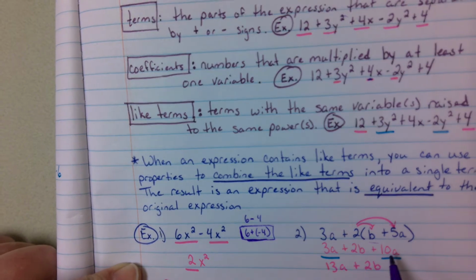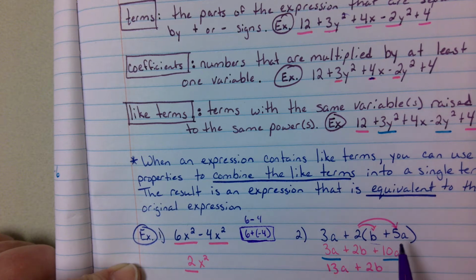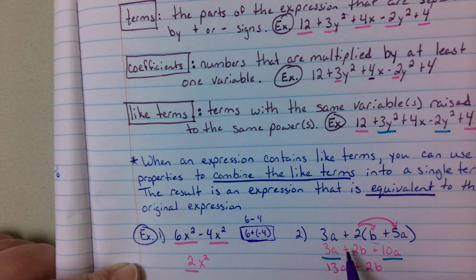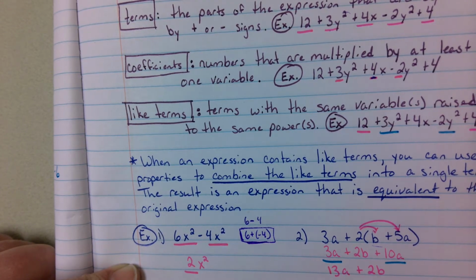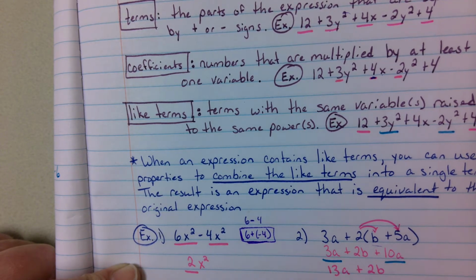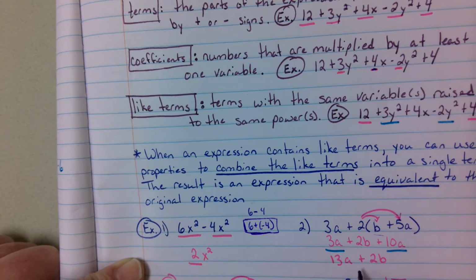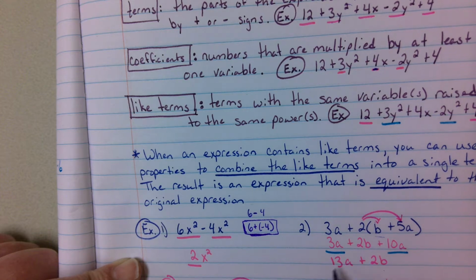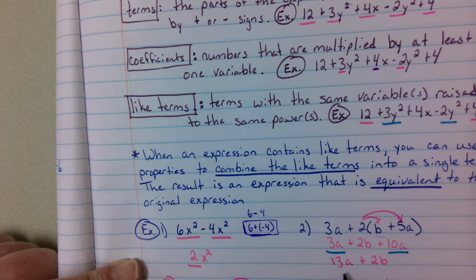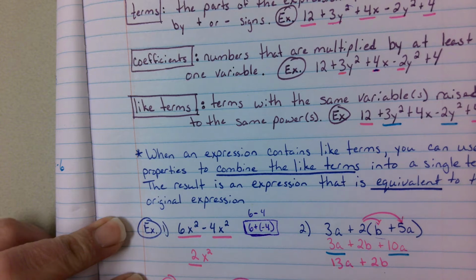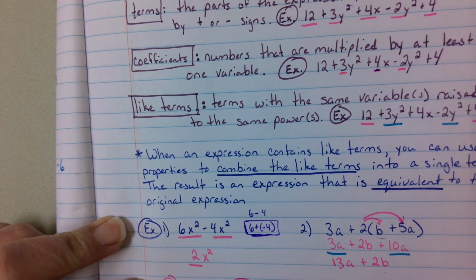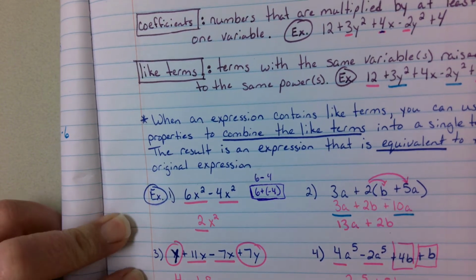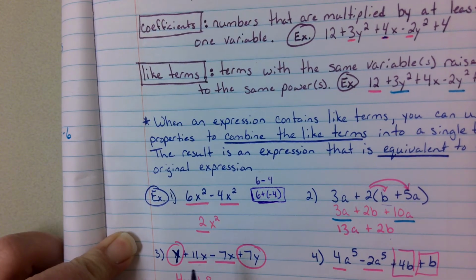So I'm looking for any terms that have the same variables raised to the same power, and I have here an a and an a. Those are raised to the first power, but we don't ever write that first power. So 3a plus 10a is 13a plus 2b. The other thing I want you to catch is we should be writing these in alphabetical order. That's not something we're going to really talk too much about in 6th grade, but notice that I'm going to do it. You may not do it. It's not going to count it wrong, as long as you do the math part in the combining correct.